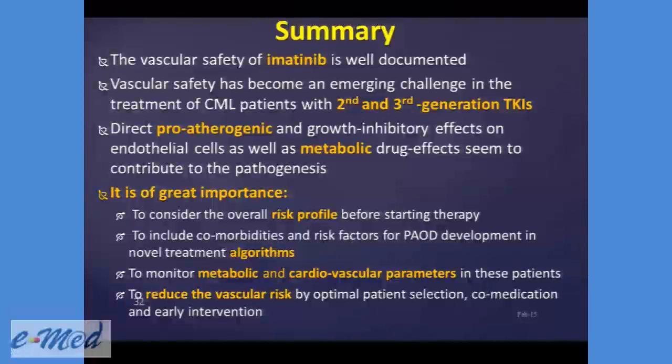Thus, it is of great importance to consider the overall risk profile of a patient before starting therapy, to include comorbidities and risk factors for peripheral arterial occlusive disease development in novel treatment algorithms, to monitor metabolic and cardiovascular parameters in patients treated with these drugs, and to reduce the vascular risk by optimal patient selection, co-medication, and early intervention.